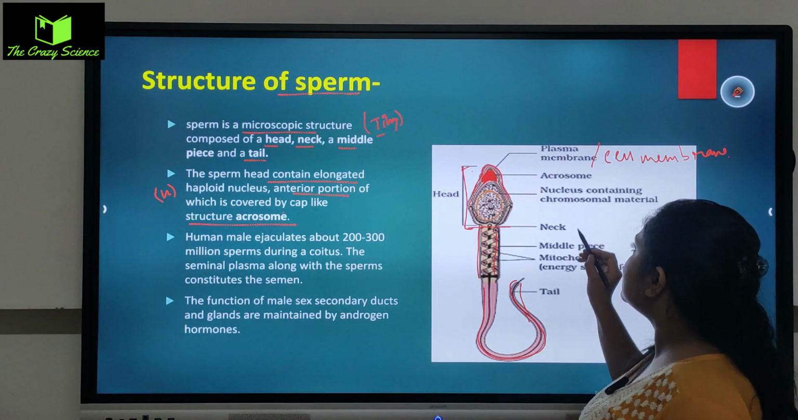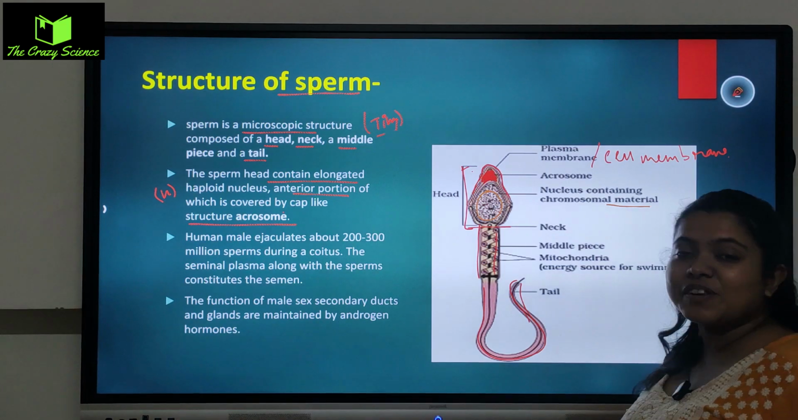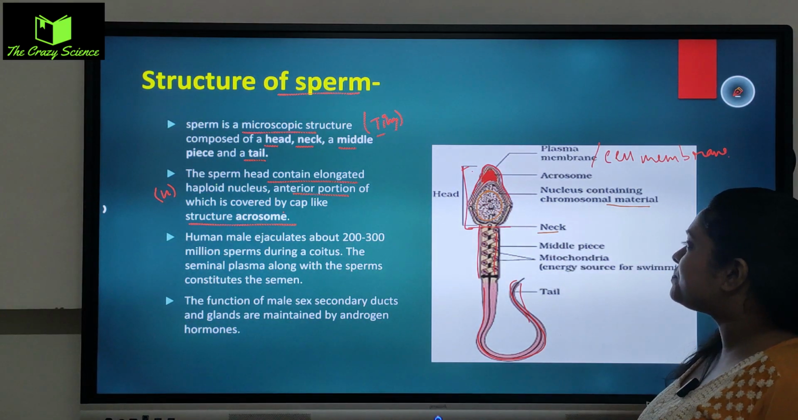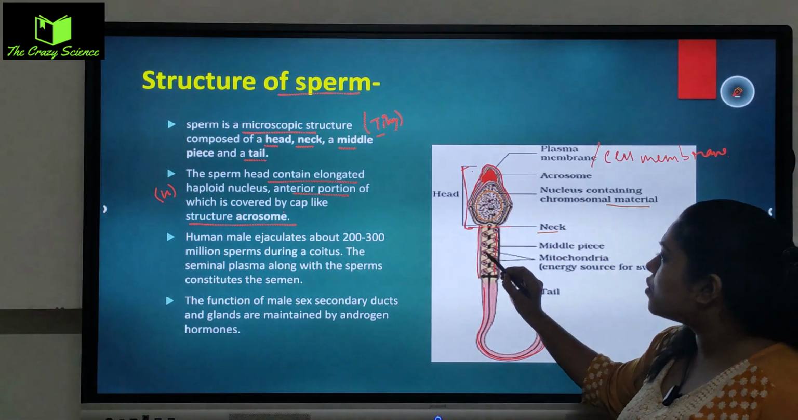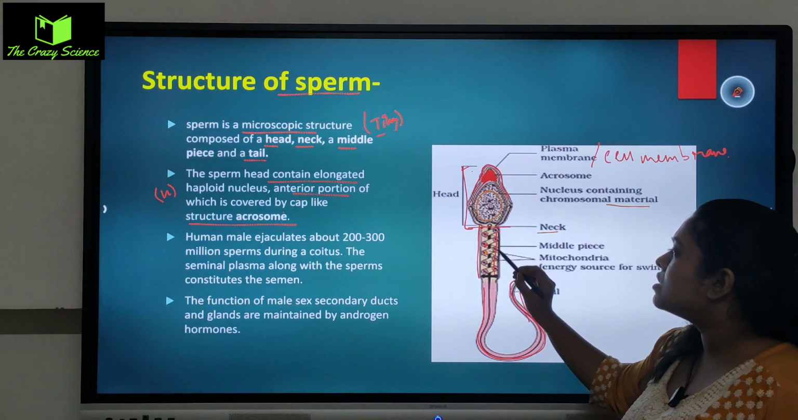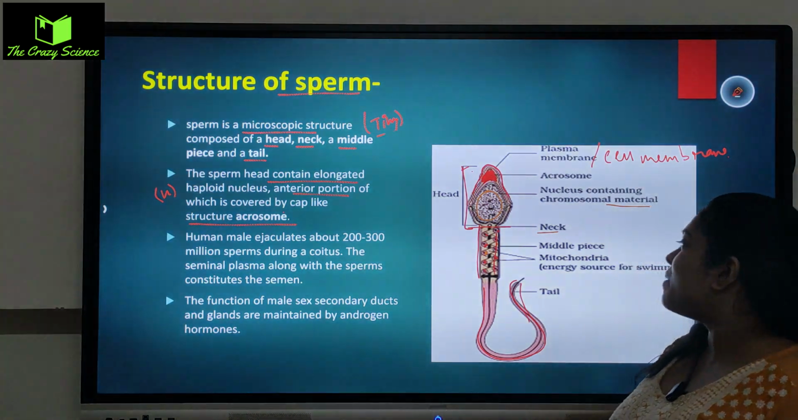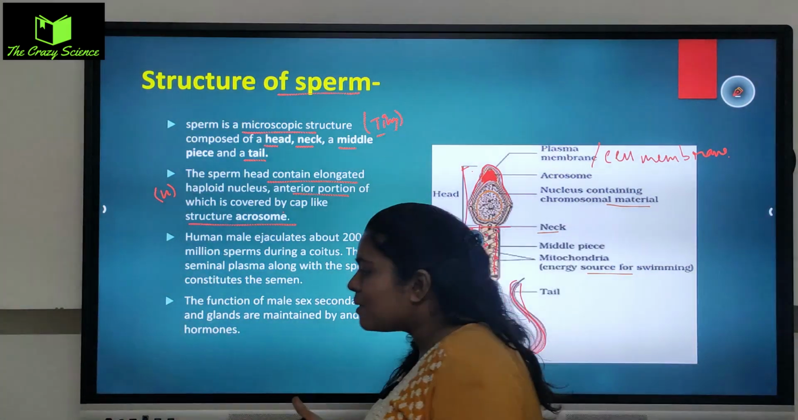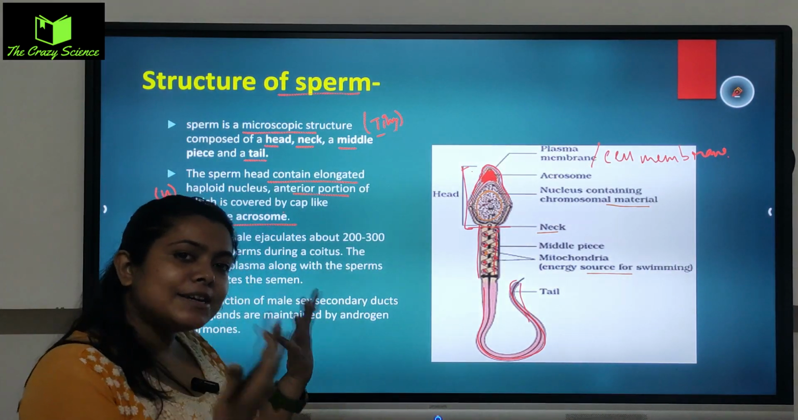This is the neck. As you can see, the nucleus contains the chromosomal material, that is definitely the DNA. The neck is there, then the middle piece, the middle part, where the mitochondria are also located. Mitochondria we call the energy currency, right? So the mitochondria are the energy source for swimming, so that they can swim well and enter into the female body.